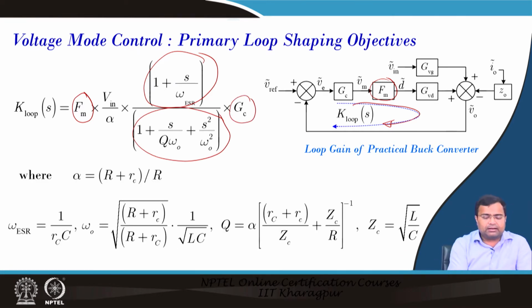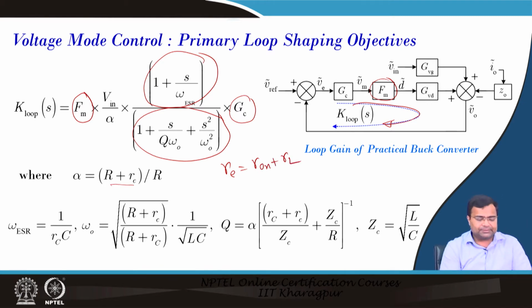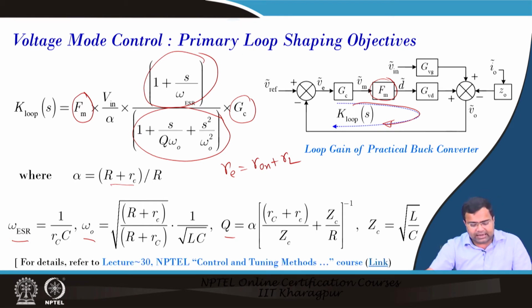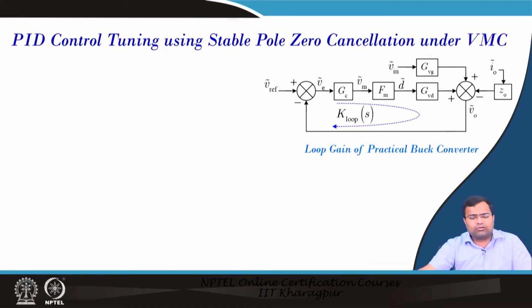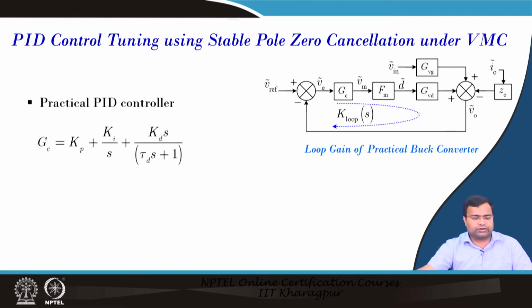Then what is alpha? Alpha equals R plus R equivalent by R, and R equivalent is nothing but the R on state plus RL. So, throughout this lecture we will be using RE. Now, we know the ESR zero, then omega 0, Q factor and ZC. So, I am not going to repeat again how to design, and you will get all this detail in lecture number 30 in NPTEL, the control and tuning method. Then for PID controller tuning for this voltage mode control, we want to do stable pole zero cancellation.